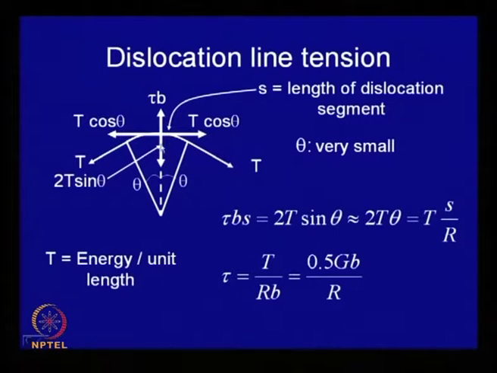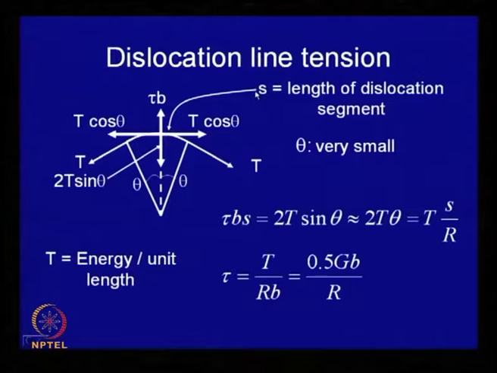So, the net force on the curved dislocation because of line tension will be acting along this, and this magnitude is equal to 2T sin theta. And if theta is small, we can say sin theta is equal to theta. So, therefore, this restoring force is equal to 2T theta, whereas the applied force is this.